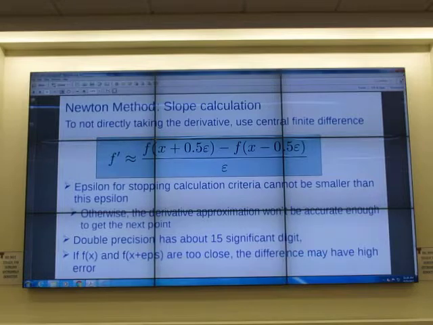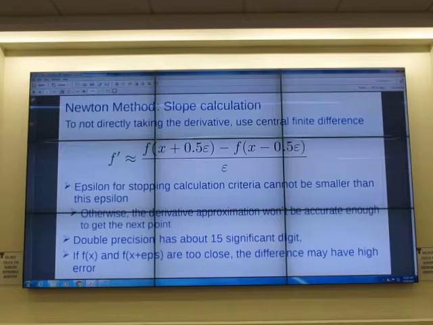If you do it like this, it is a central scheme. The point where x plus a little bit of something, minus the point where x minus a little bit of something, divided by epsilon, the total gap. This means the function f has to be available. Or you can use the analytical solution for f, but if it is too difficult to get an analytical solution, you can use this. So this way we don't have to directly take the derivative.